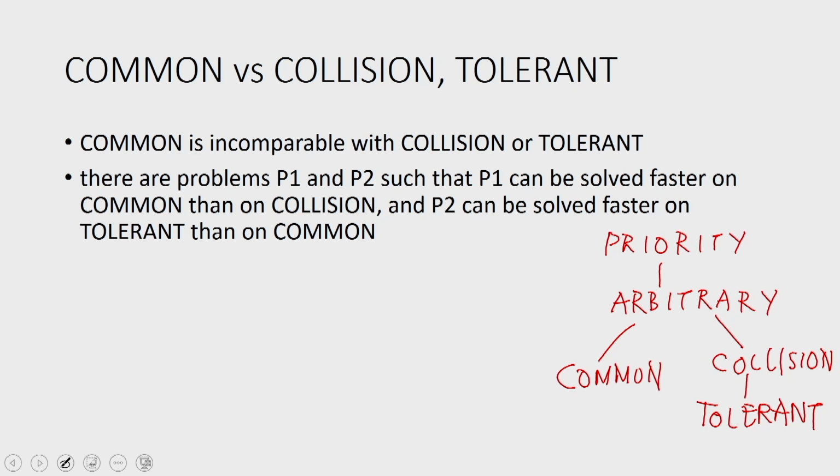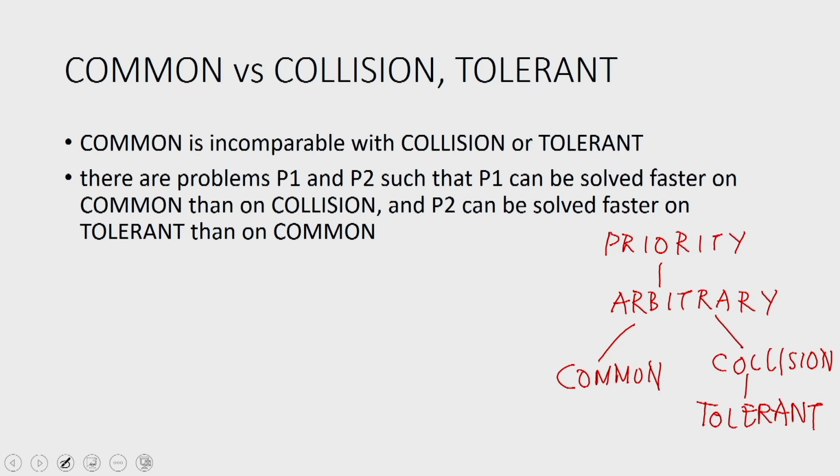It can be shown that common is incomparable with collision or tolerant. That is because there are problems P1 and P2 such that P1 can be solved faster on common than on collision, and P2 can be solved faster on tolerant than on common. So, there are two problems P1 and P2 that establish that common and collision or tolerant are incomparable with each other.